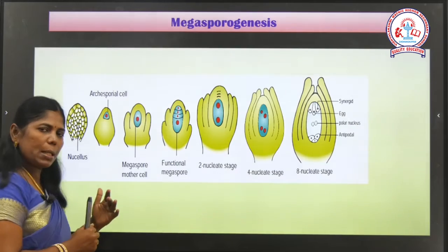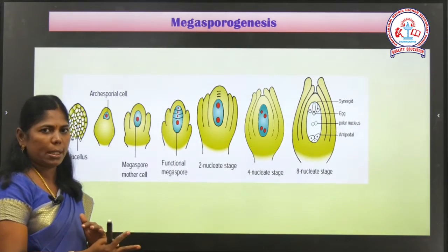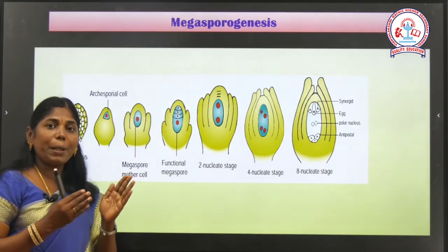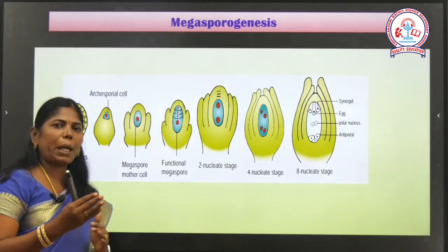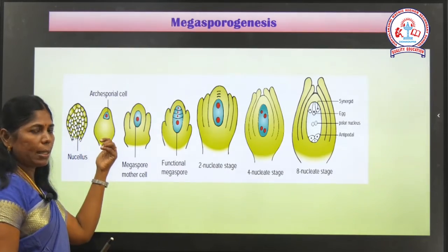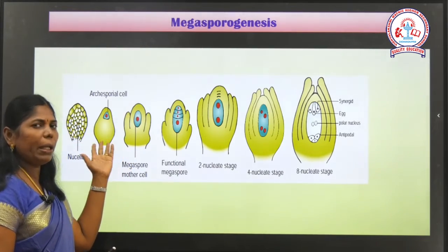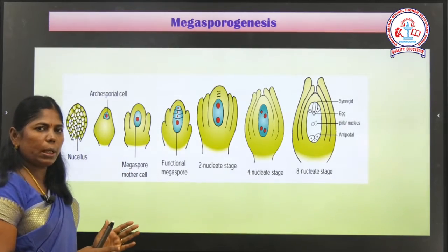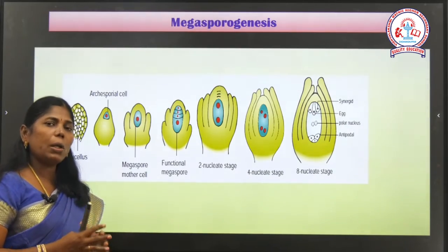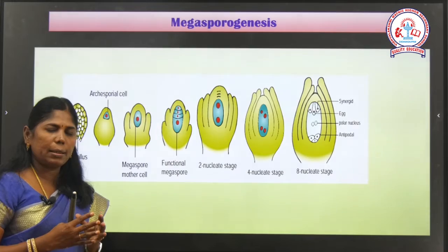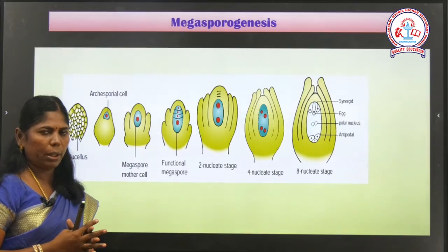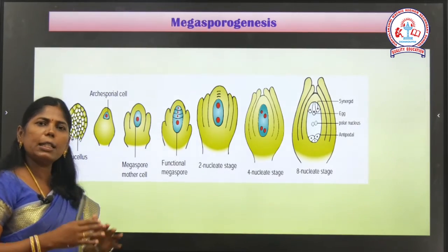What is the difference between microsporogenesis and megasporogenesis? In microsporogenesis, the archesporial cells undergo periclinal division to give the primary parietal layer and the primary sporogenous layer. Similarly here, the archesporial cell may be divided, or it may not be divided. If it divides, it gives rise to the primary parietal layer and primary sporogenous layer. But in some cases, the archesporial cell directly acts as the megaspore mother cell. Otherwise it may undergo divisions, and if it does, we get the two layers.